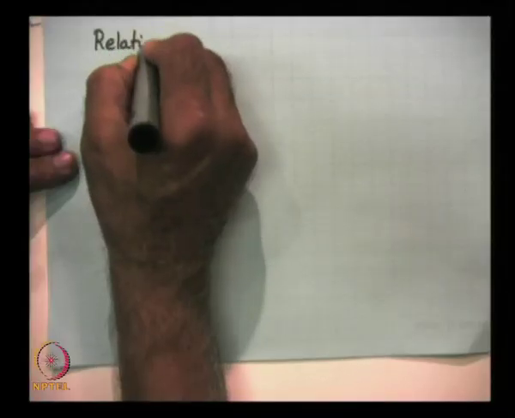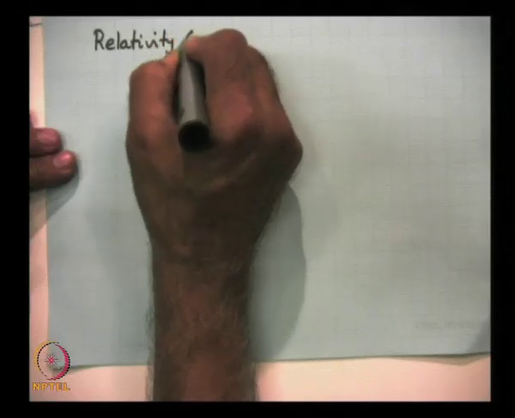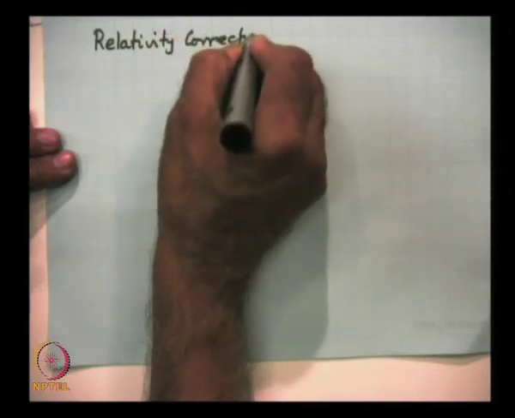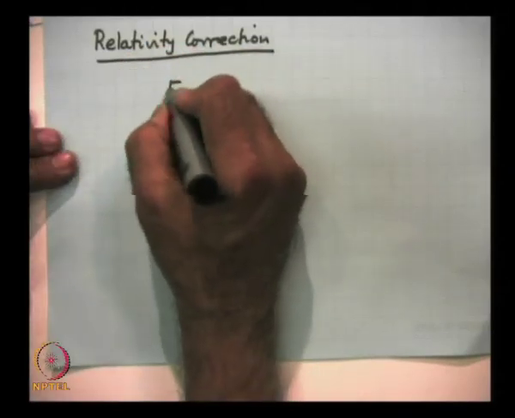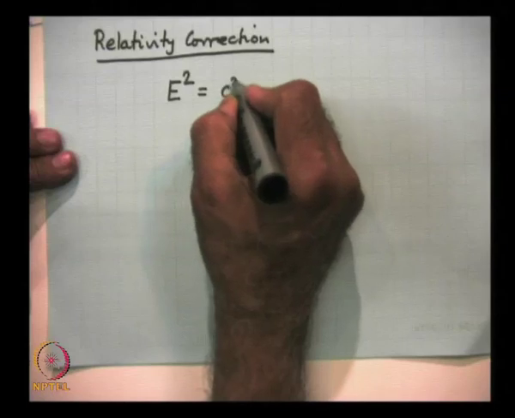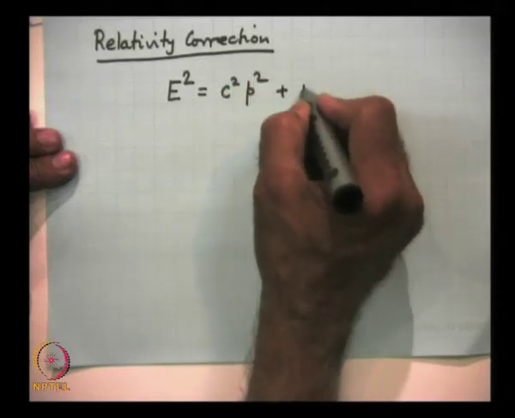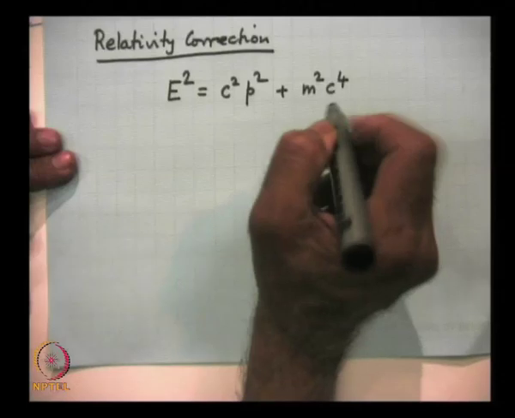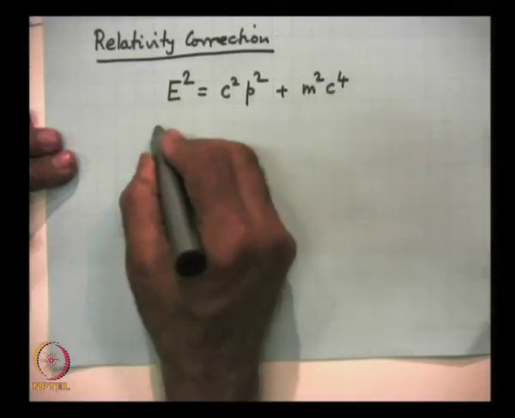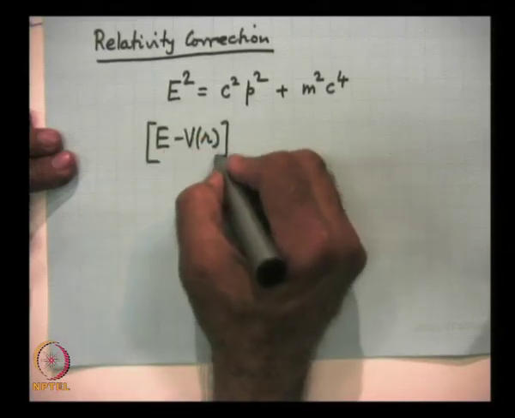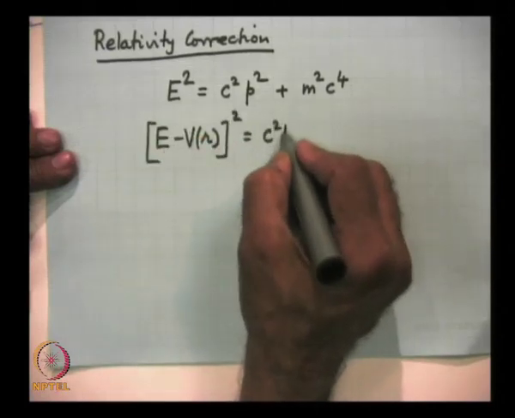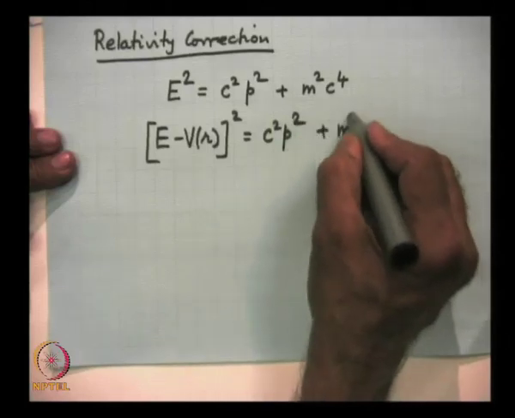So, as you know, we will discuss the corrections due to relativistic effects. You have Einstein's equation, E square is equal to c square p square plus m square c 4, where m is the rest mass of the electron. In the presence of a potential energy, you will have E minus V of r whole square is equal to c square p square plus m square c 4.